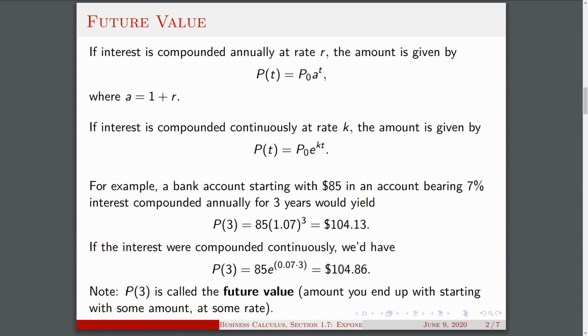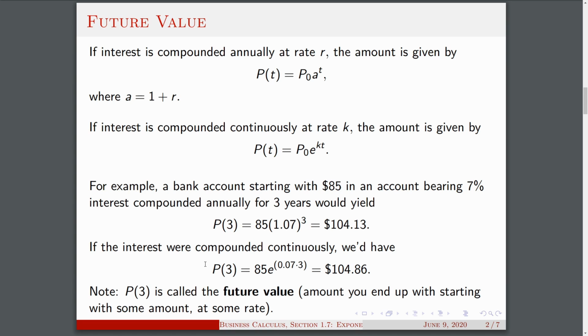Now, finally, this slide was called future value. This amount that we ended up with, that's called the future value. We're thinking of it like some amount in the future that we would end up with if we started with $85 at some interest rate for some period of time. That's what future value is. It's the amount that you'll end up with later on, assuming that you invest a certain amount for a certain length of time.